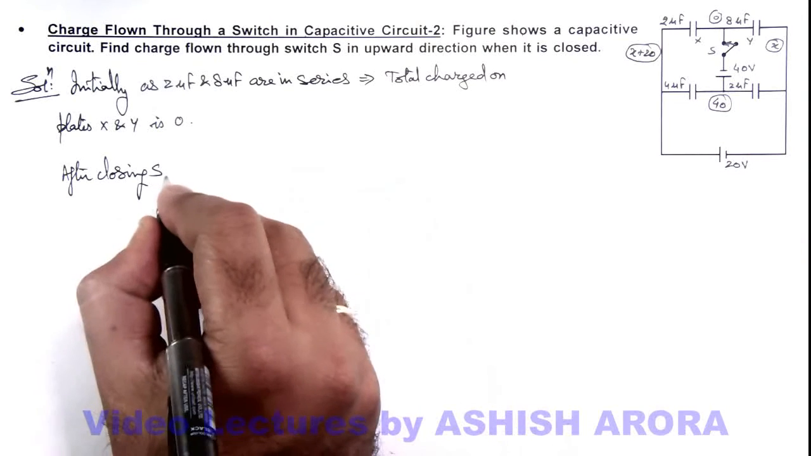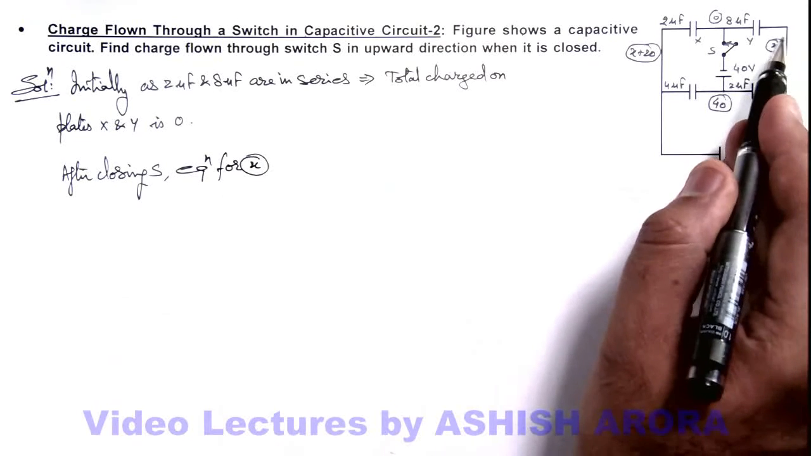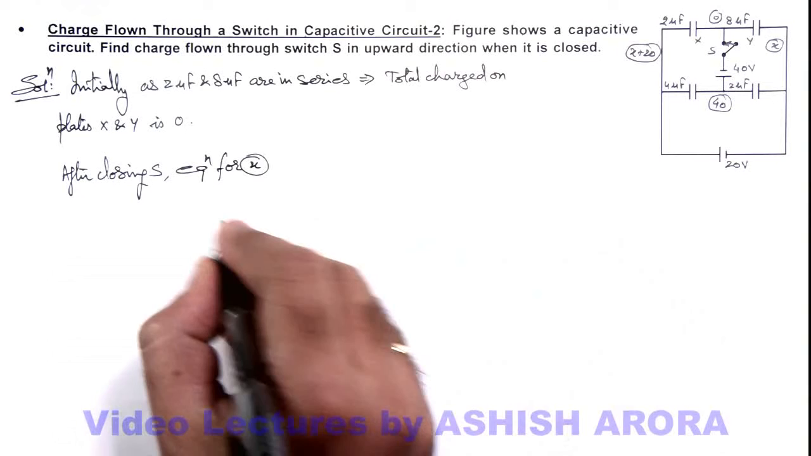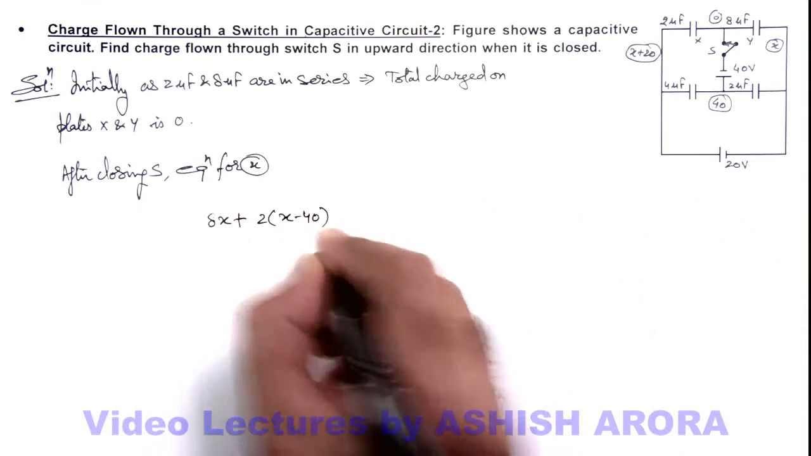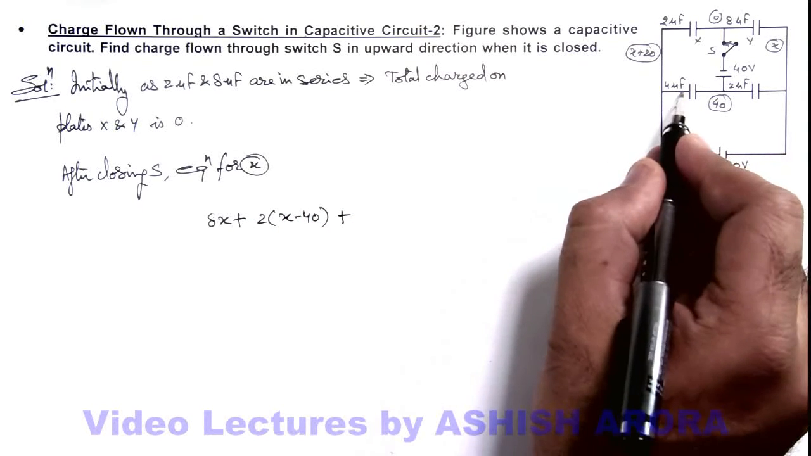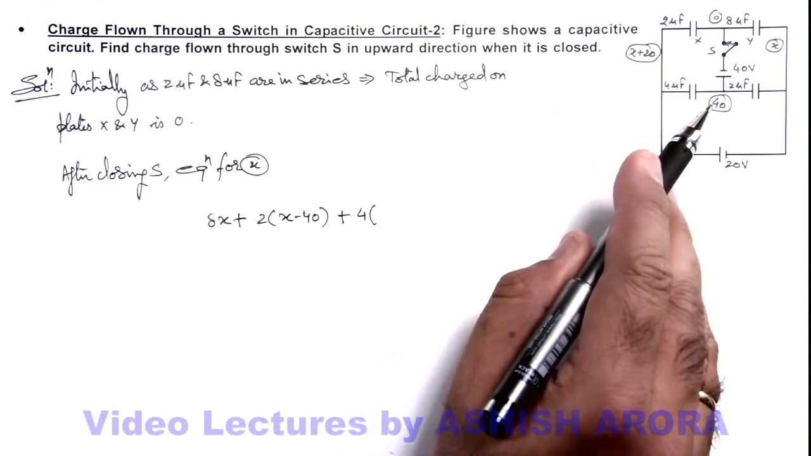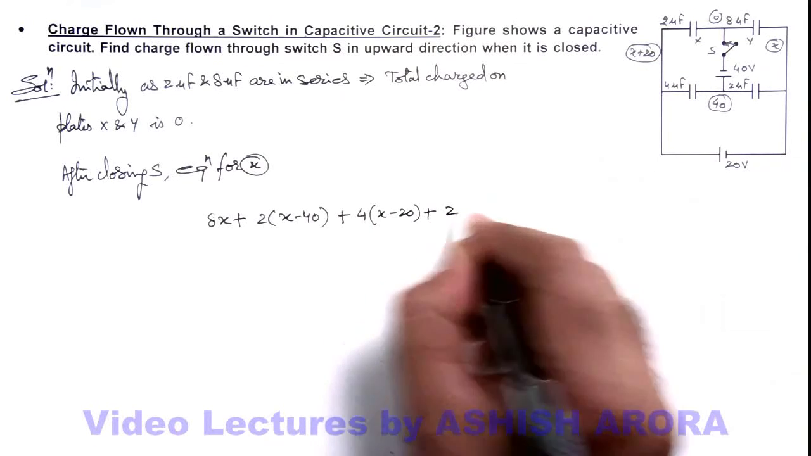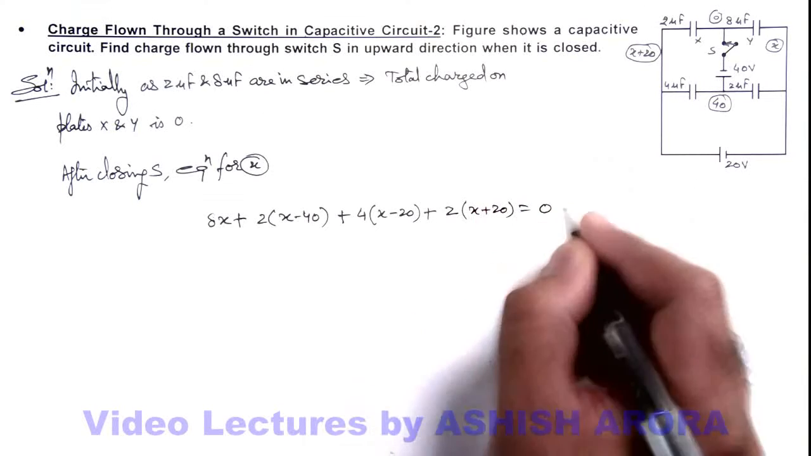So we can write, after closing S, the equation for X. We can write down the sum of charges on these 2 and these 2 plates to be 0. So charge on this plate will be 8X, plus on this plate will be 2 multiplied by X minus 40, plus on this plate will be 4 multiplied by X plus 20 minus 40, that will be X minus 20, plus on this plate is 2 multiplied by X plus 20 minus 0, so this is X plus 20, and this should be equal to 0.